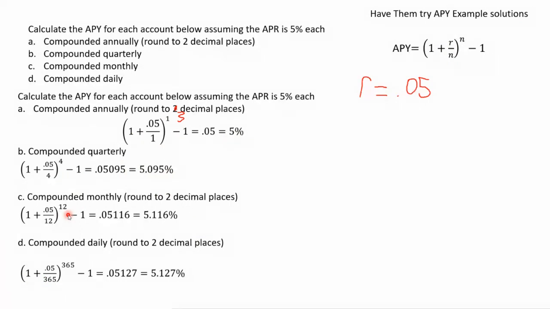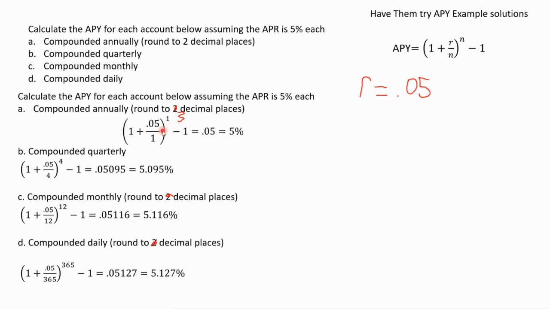When N is 12, in other words, it's being compounded monthly, using our formula, we get R again as 0.05, N is 12. You just do the calculation, like so. And when it's compounded daily, the only difference now is that N is 365. And so when we do that, we get this. Again, it's just direct calculation. That's what it boils down to.